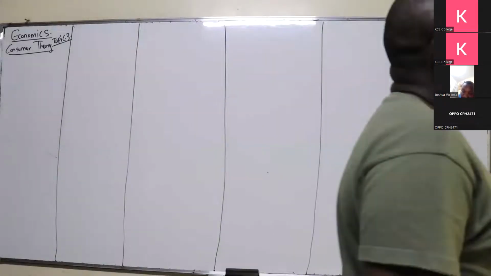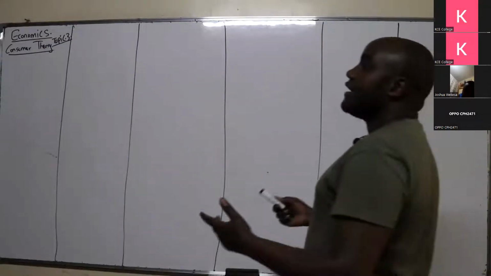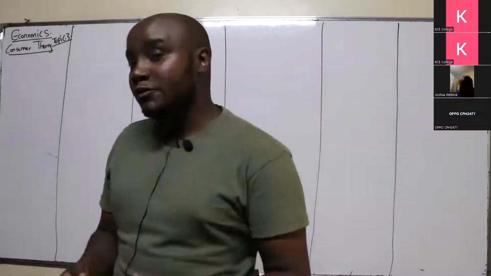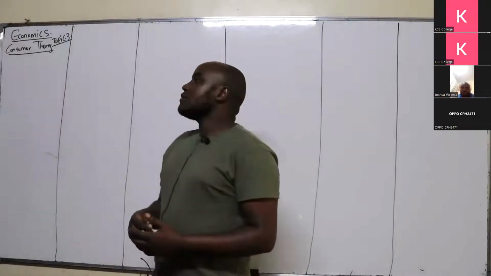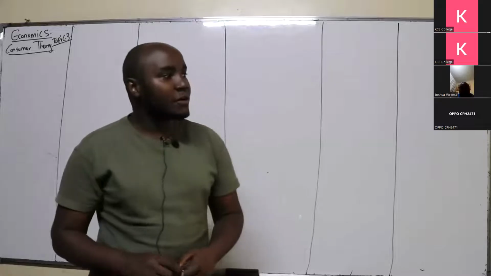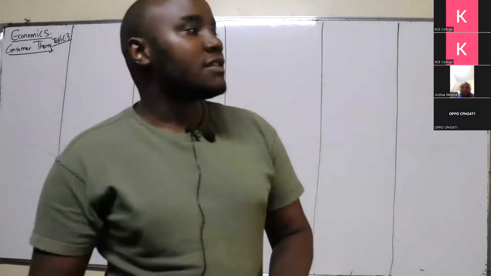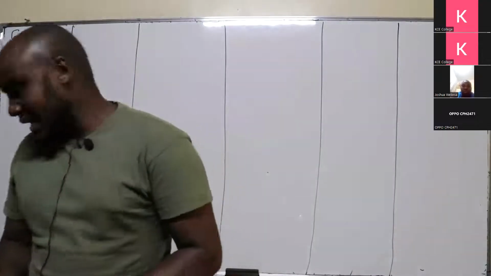And when you're talking about the consumer theory, we are trying to explain the consumer's behavior, or how the consumer will behave when faced with the problem of choices. And there are 2 theories that we shall extensively be talking about. That is the ordinalist theory, as well as the cardinalist theory.